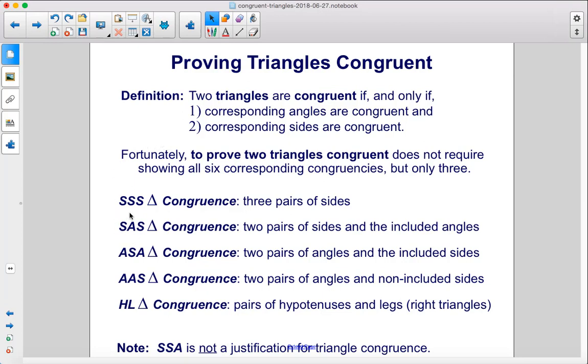The SSS triangle congruence is 3 pairs of sides. SAS triangle congruence is 2 pairs of sides and the included angles. ASA triangle congruence is 2 pairs of angles and the included sides. AAS triangle congruence is 2 pairs of angles and non-included sides. HL triangle congruence is pairs of hypotenuses and legs in right triangles. Note, SSA is not a justification for triangle congruence.